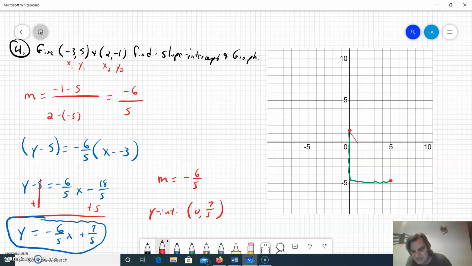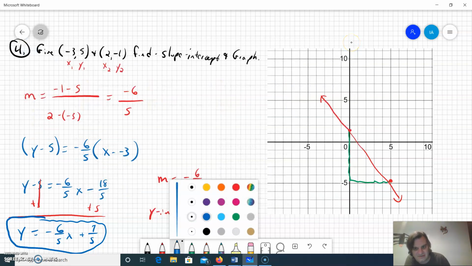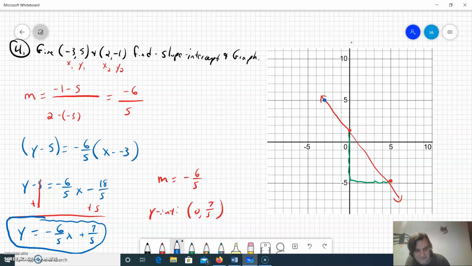Well, let's connect those. And it gives me a nice little line. Let's just double check here and see if my points are there. I've got the point negative 3, 5, and it does appear to be there. And 2, negative 1 does appear to be there. So all my points check out. It feels like I've got the right graph and the right formula. So there's your solutions.